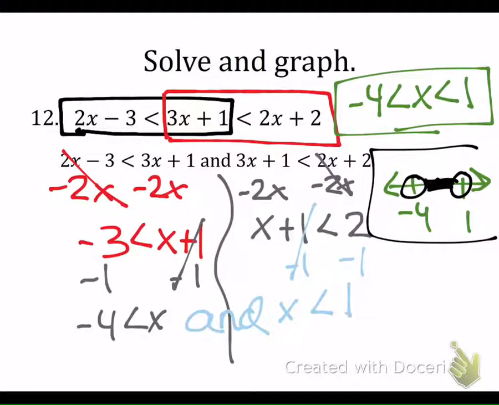Now, if you don't want to separate it, if you're like, I'm fine, see how these both have 2x? You could start by subtracting 2x from everything. That would get all your x's in the middle. And then you could solve like we did on the previous and problems that were written this way. I just think when you have x's in all 3 sections, it's easier just to split everybody up.